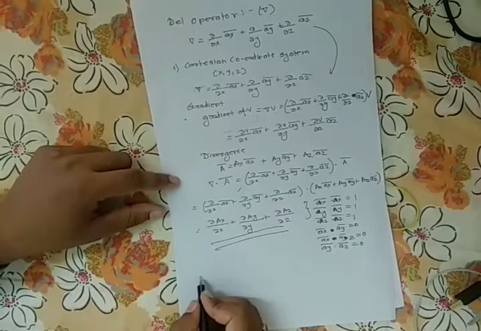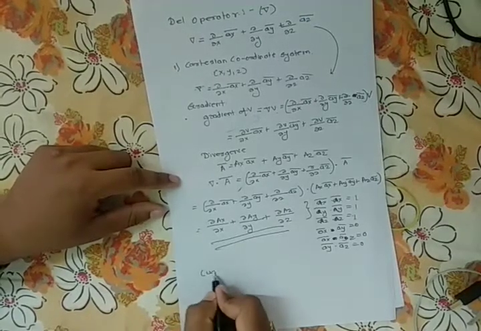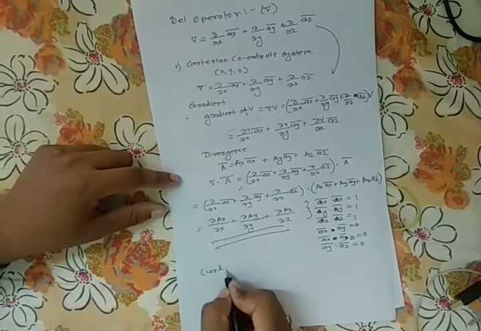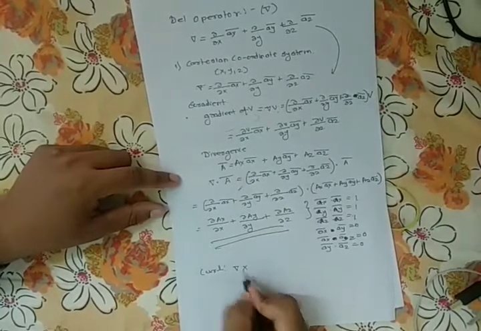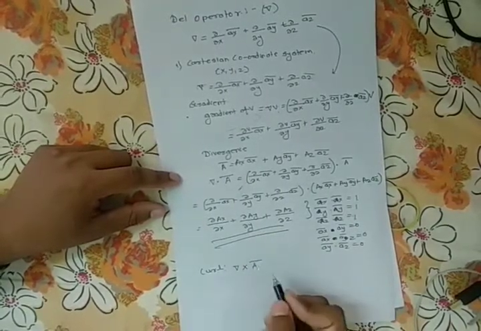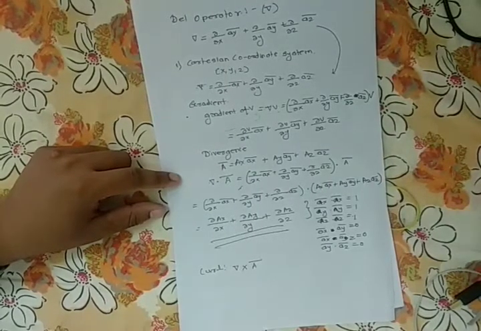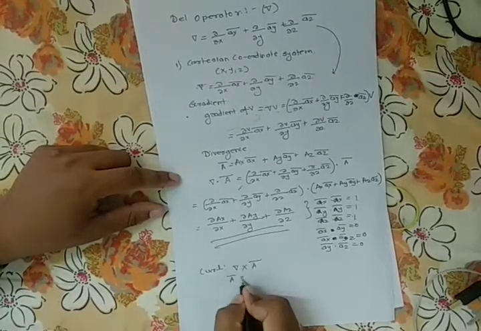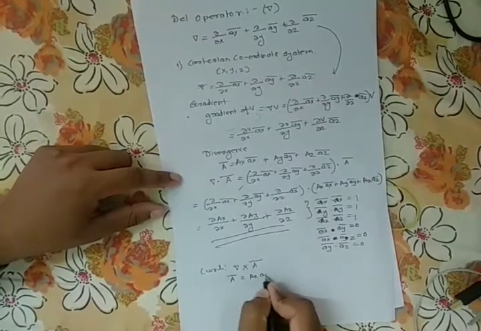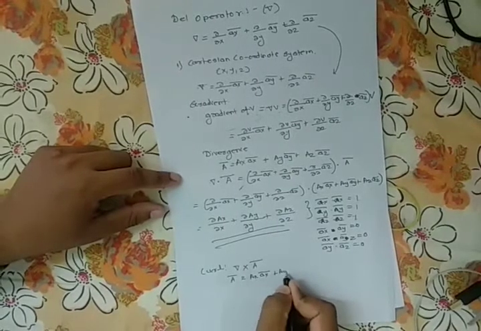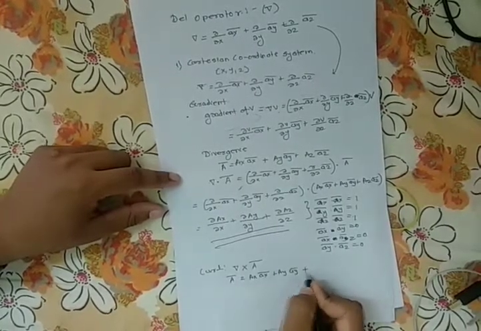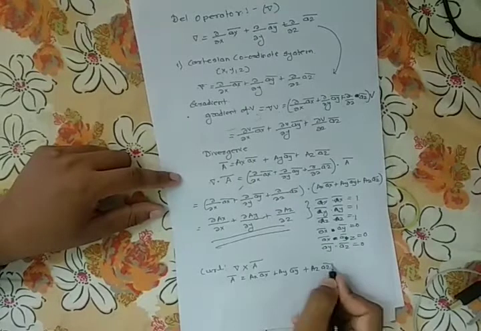Now next is curl. What I said, curl is what? Del cross any vector. So I will use a bar again. What is a bar? A bar I will write again. A bar is equal to ax bar, ay bar plus az bar, that is a bar.